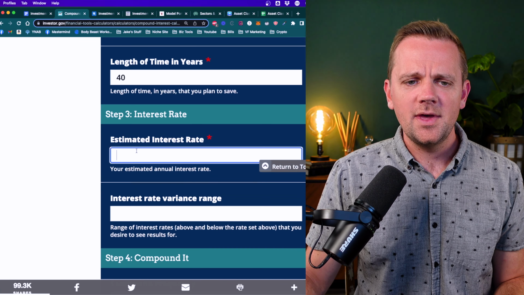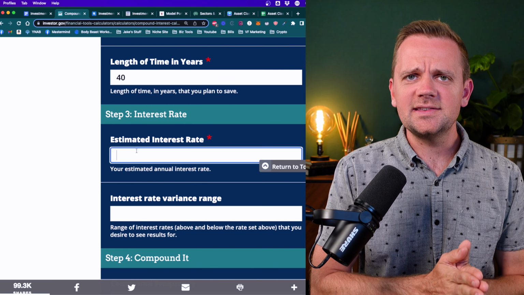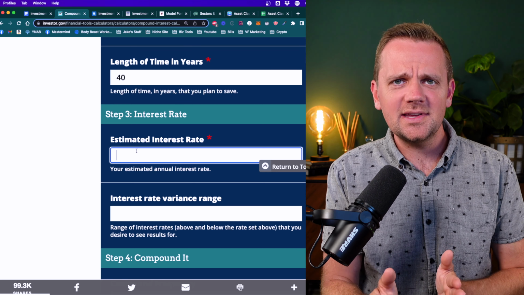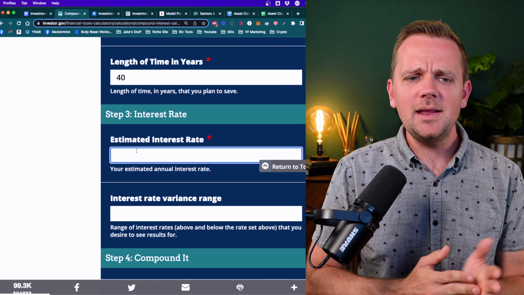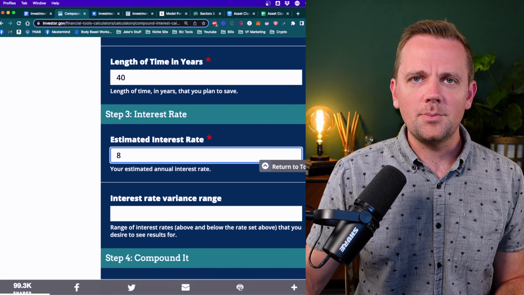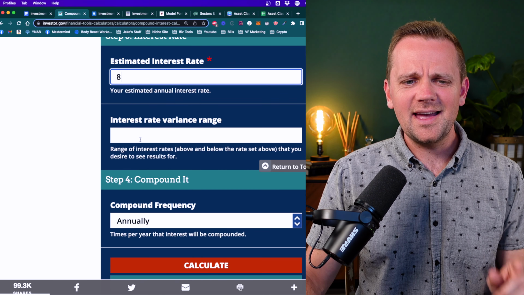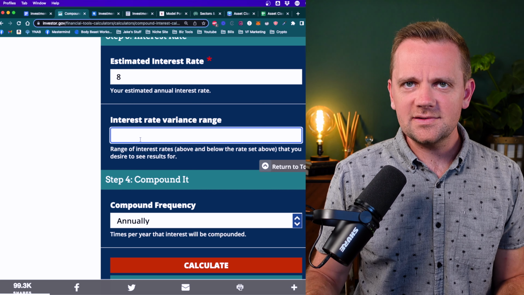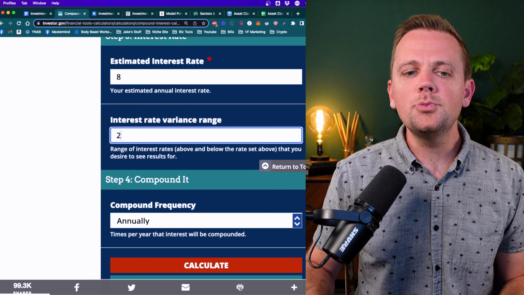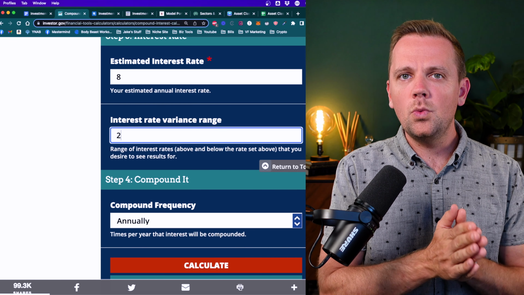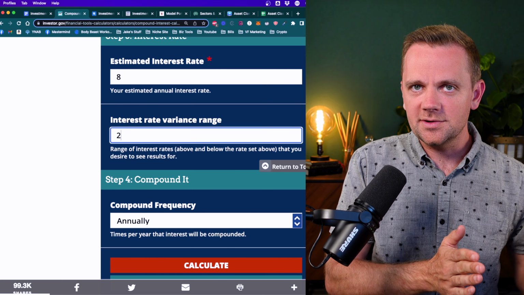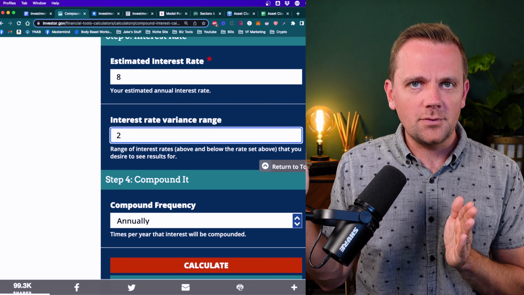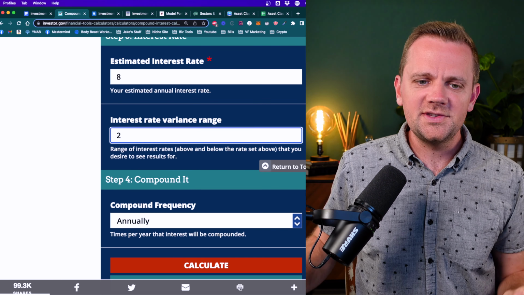And the interest rate, I like to use 8% because it's below the stock market average, which averages anywhere from 8 to 12% depending on the index you're following. But an 8% estimated return is on par with the stock market. And one thing I like about this specific calculator is they have what's called the interest rate variance range. So if you put in, say, 2% there, it'll say, okay, you wanted to earn 8%, but what happens if you only earn 6%? Or even better, what happens if you actually average 10% over those 40 years? They're going to show you all of those results.